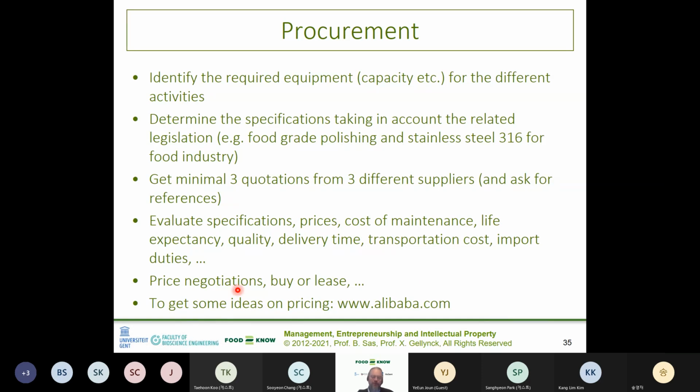Then you have, of course, very important price negotiations. You can buy or lease buy. And then to get some idea on prices of goods, you can have a look at Alibaba, where basically every type of equipment can be bought.